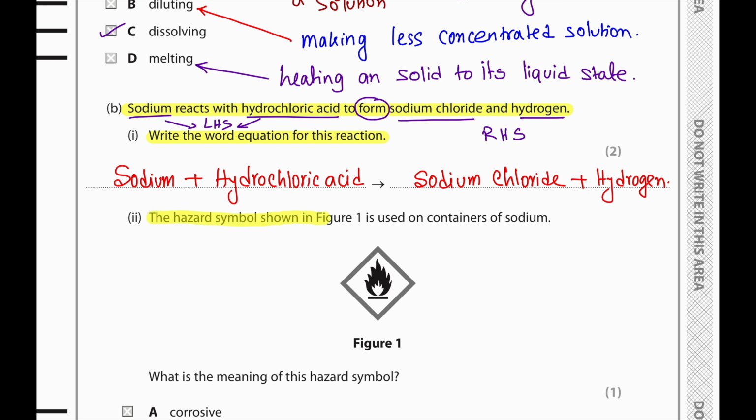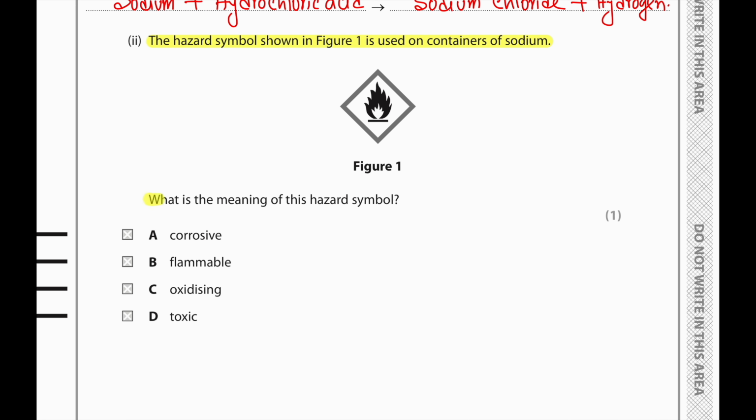The hazard symbol shown in figure 1 is used on containers of sodium. What is the meaning of this hazard symbol? The symbol represents something is burning, so flammable.